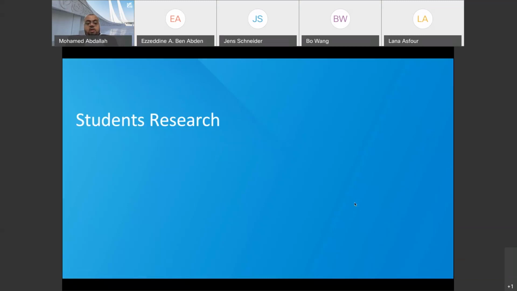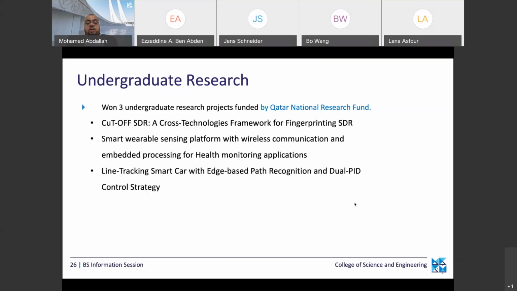Finally, this is our student research. As I said, we are mainly a research intensive university. And the good thing about HBQ is that you will be in touch with many faculty who are doing a lot of research. There is also undergraduate research. Our students won 3 undergrad research projects funded by Qatar National Research Fund. If you know, this fund is very prestigious in Qatar, and actually very competitive.